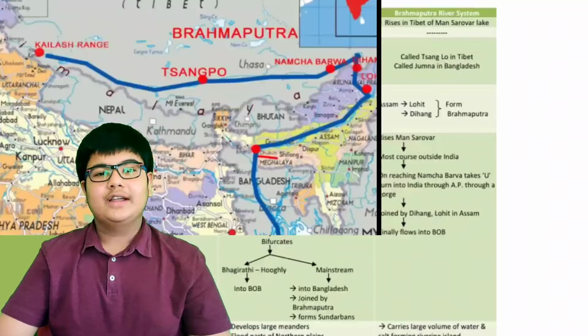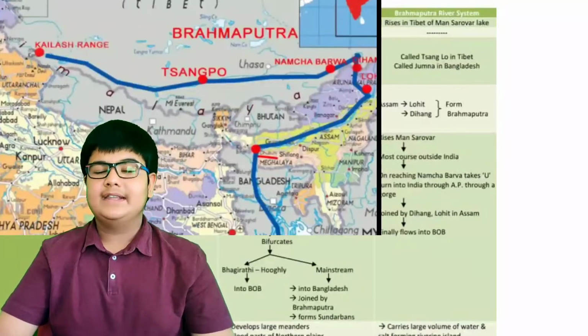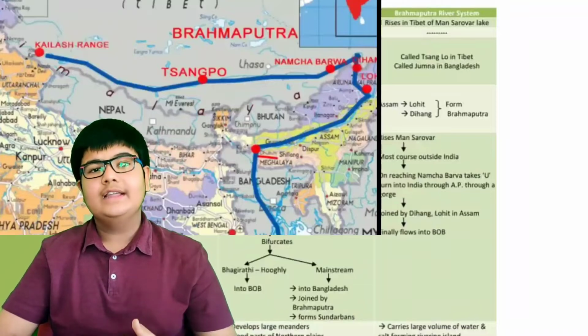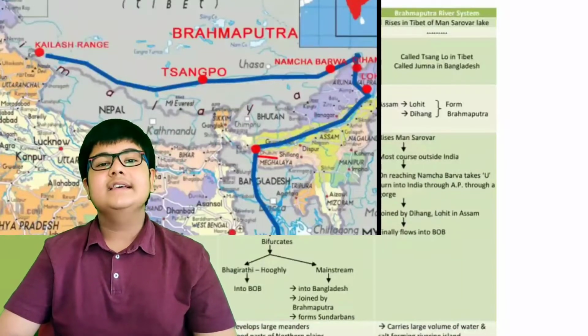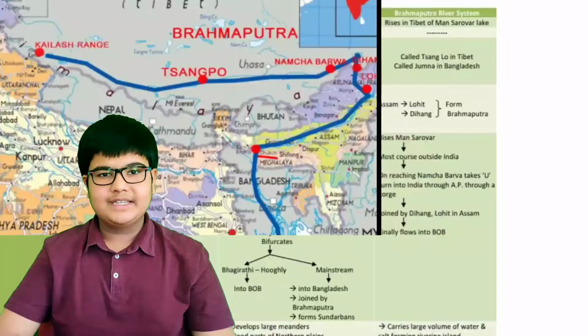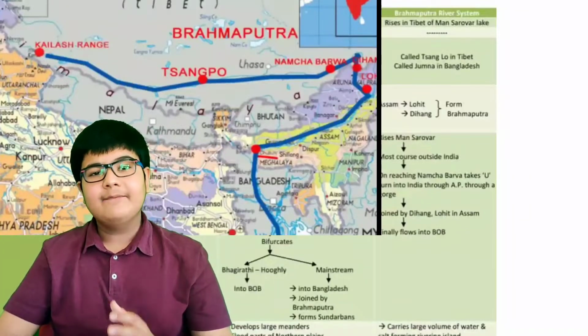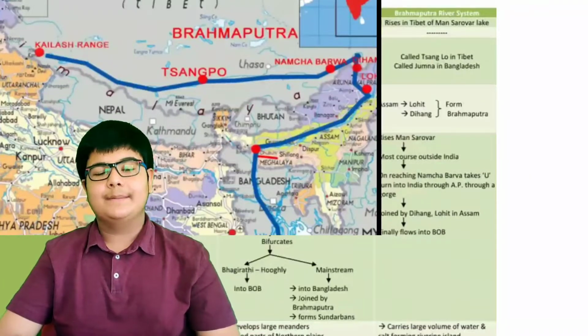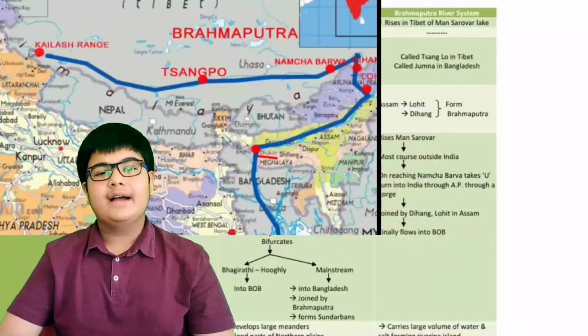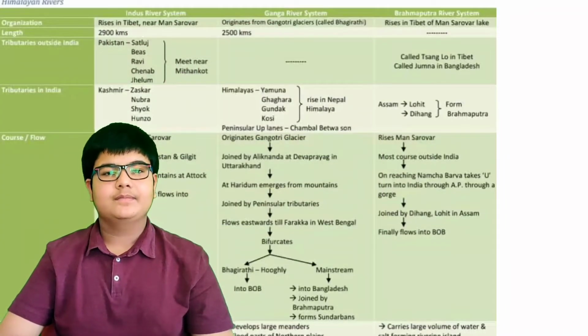Now the river Brahmaputra is known by various names in various places. It is known as Sangpo in Tibet. It is known as Dihang in Arunachal Pradesh, and in Assam, when it is joined by its tributaries, it is called Brahmaputra, and then finally in Bangladesh it is known as Jamuna.